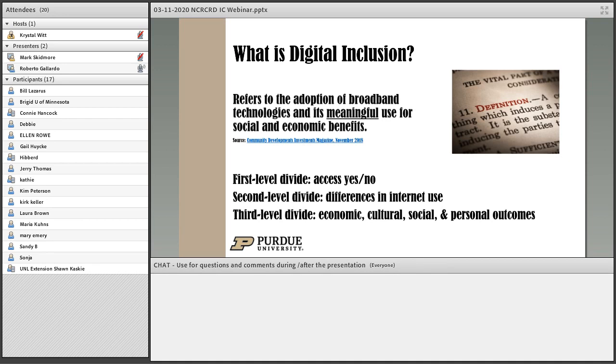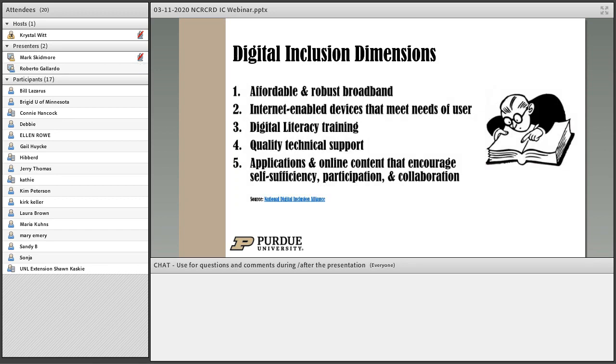It's the meaningful use of the technology, and looking at how the concept is evolving from a research perspective. I think it's pretty important for us to start looking at this. Unfortunately, many rural communities are still stuck in that first level divide concept, where I understand infrastructure is an issue, but they totally overlook the larger piece of digital inclusion.